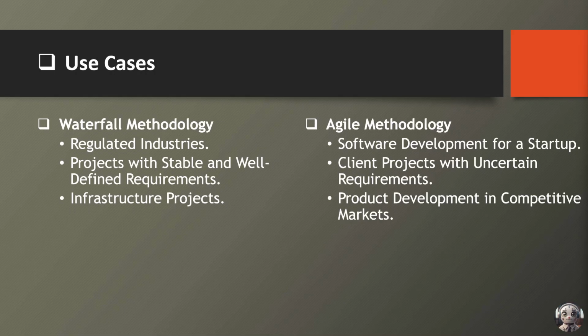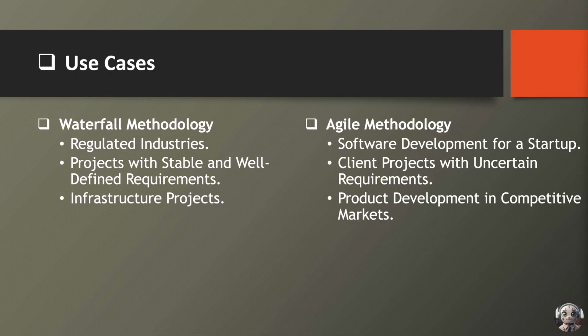For example, a startup developing a mobile application may use agile methodology to release new features based on user feedback and market trends, allowing for rapid iteration and improvement. Client projects with uncertain requirements also benefit from agile methodology. In consulting or agency environments, where clients' needs may evolve over time or may not be fully defined initially, agile allows for flexibility and responsiveness to changing client preferences.